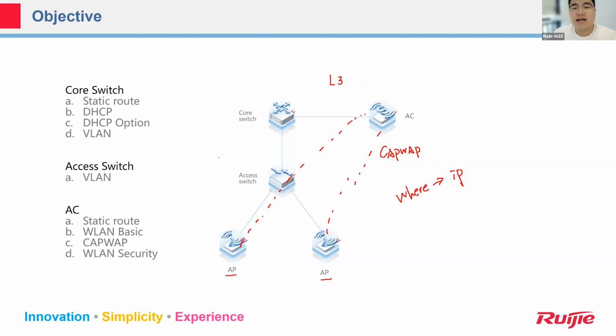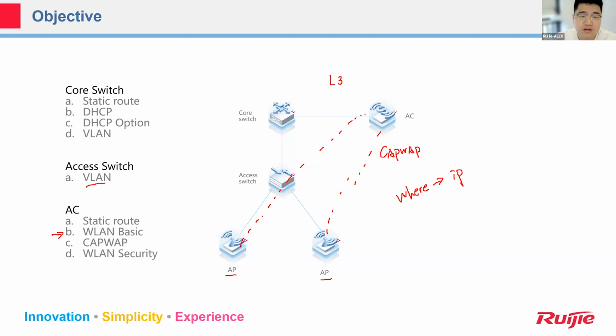For example, for SSID employee, the VLAN is 10. For SSID guest, the VLAN is 20. So this is a function of VLAN in the WLAN network. And on the AC, we also need to configure the static routes.